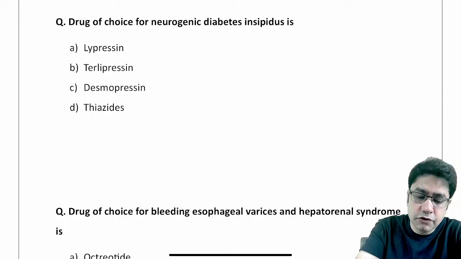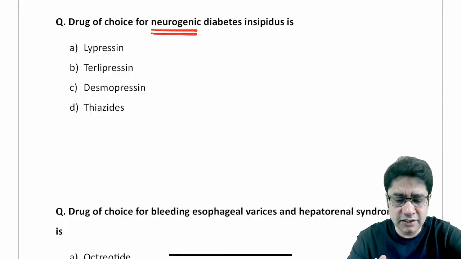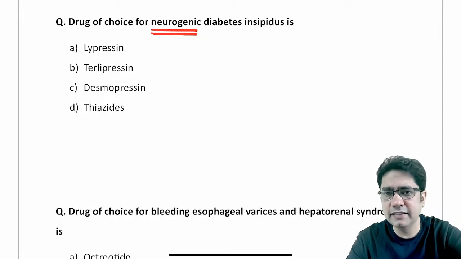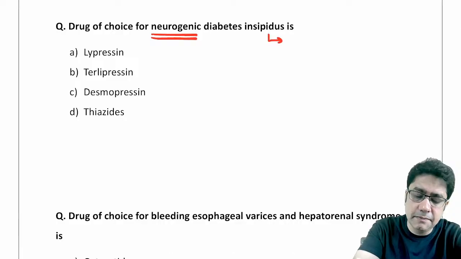So what is the drug of choice for neurogenic diabetes insipidus? This question came 2 days back in your exam as well. So what is diabetes insipidus? Diabetes insipidus means that there is some defect in ADH hormone.